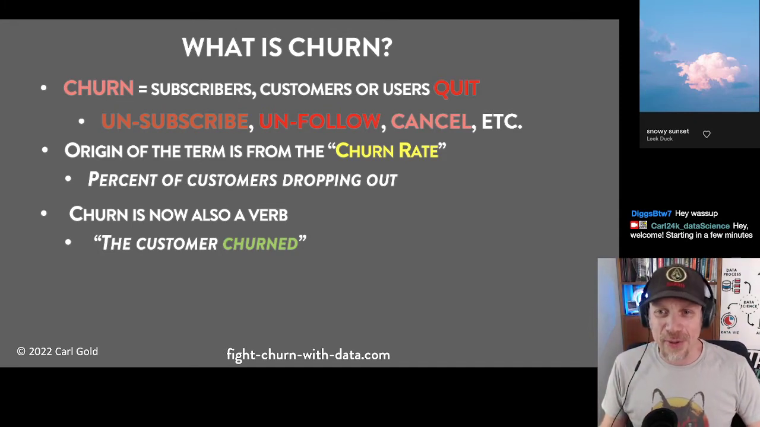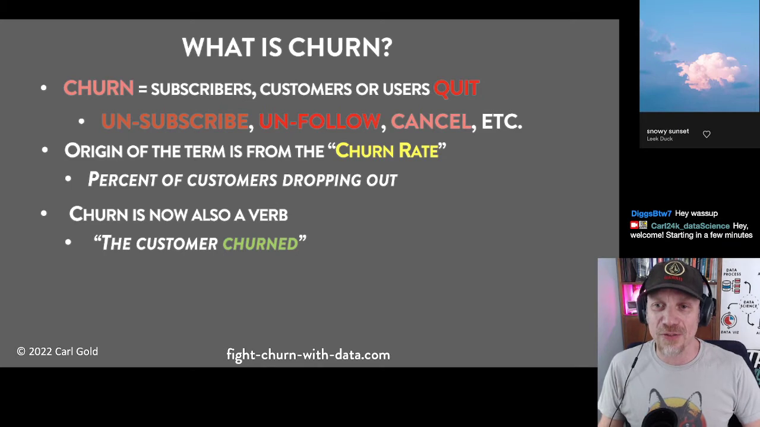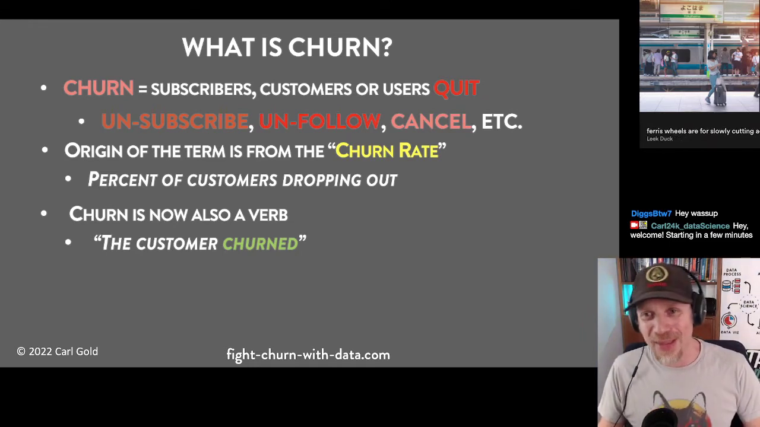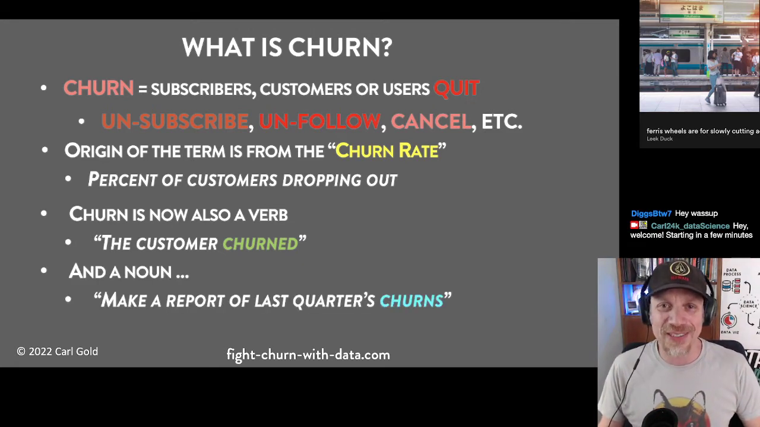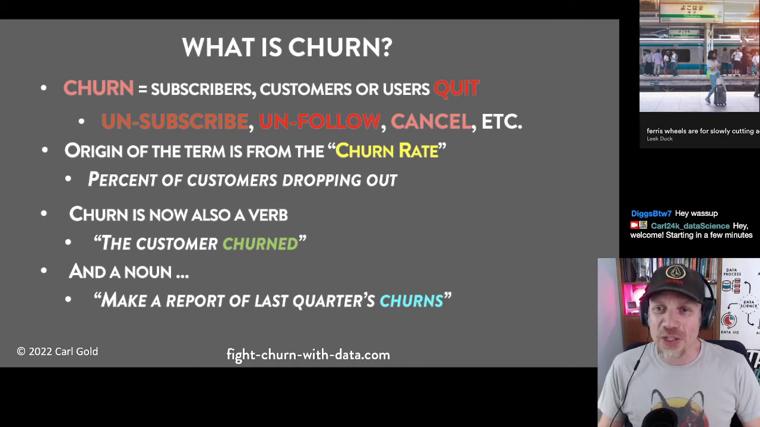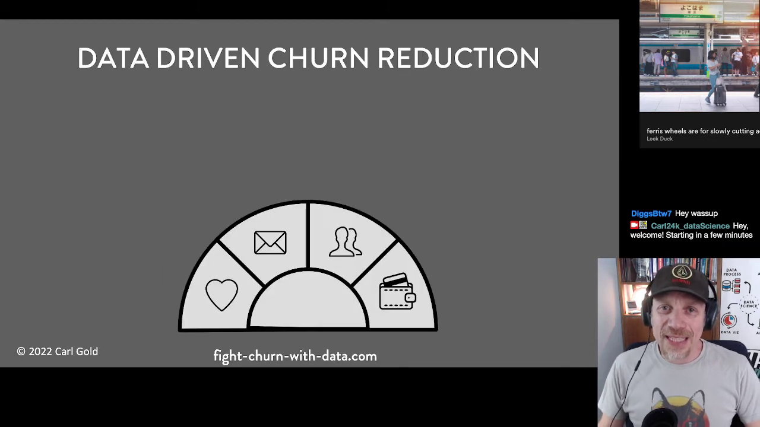from a subscription. Like I churned from Netflix because I got sick of, you know, Peaky Blinders or whatever I was watching on Netflix. I don't know. On Netflix, I'm currently watching The Imitation Game, and I'm not sick of it, so I'm not canceling my Netflix or churning from Netflix. You can also use churn as a noun and say like, make a churn report or make a report of last quarter's churns. So that's what we're talking about.